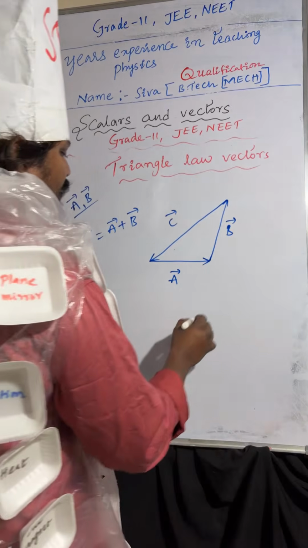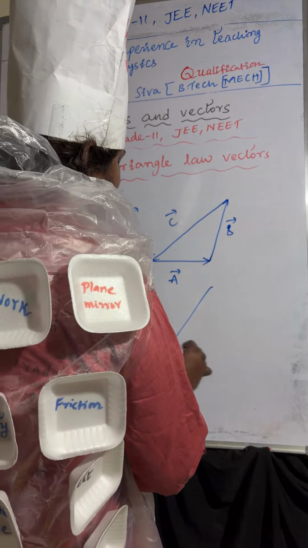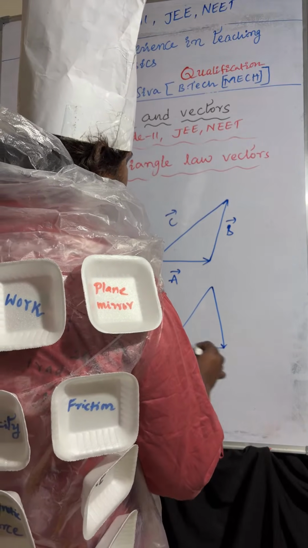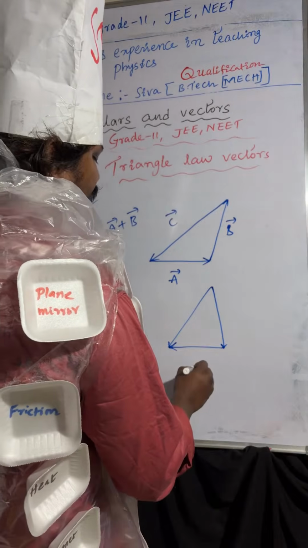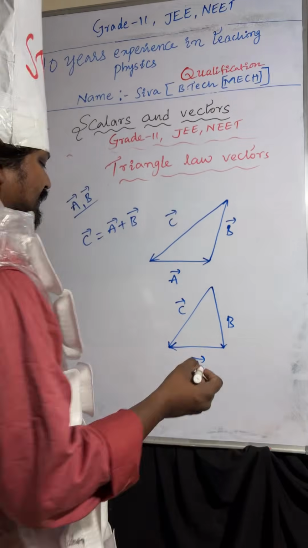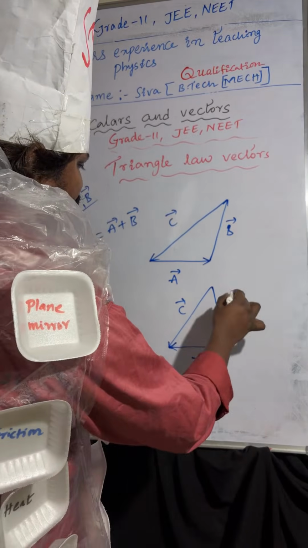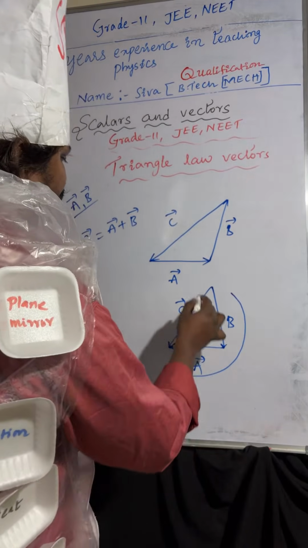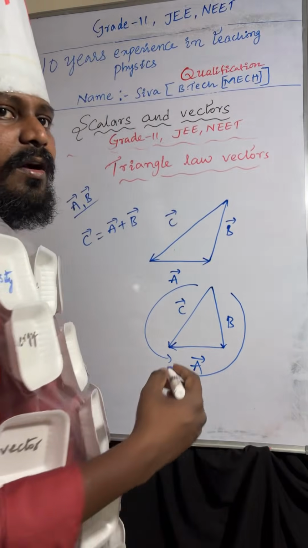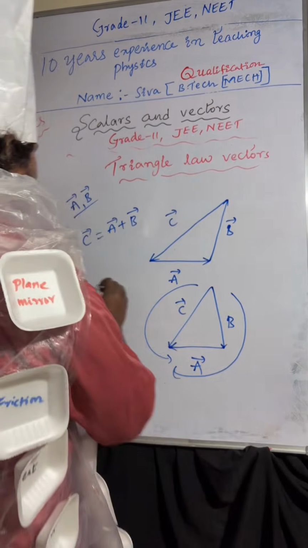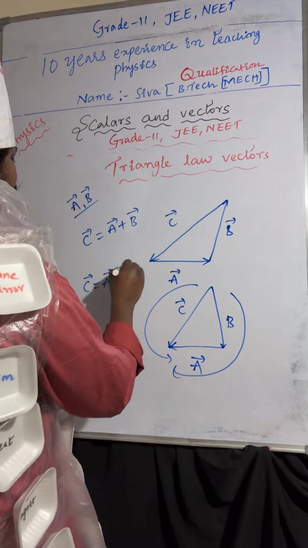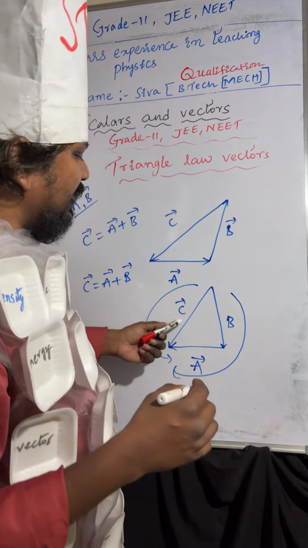Understood? I am taking one more vector in this direction. Now you can observe a bar, b bar and c bar. Which is the resultant? C bar, because a and b are both acting in one direction, and c bar is opposite to the remaining two vectors. That's why c bar equals a bar plus b bar. So c bar is the resultant.